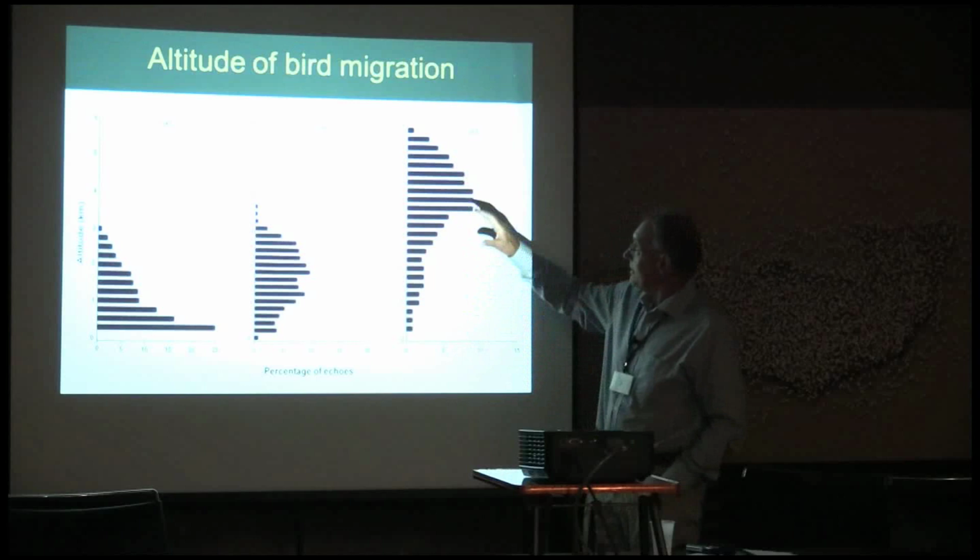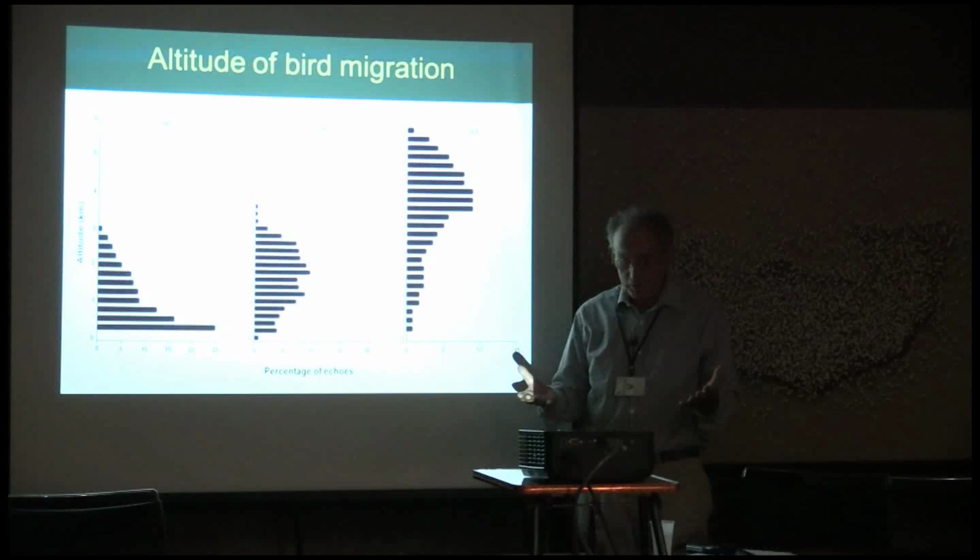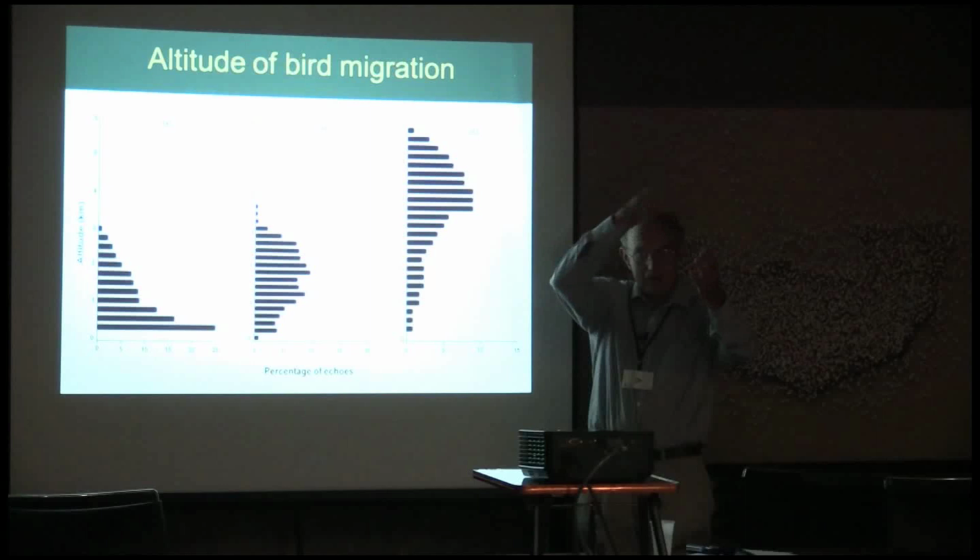But these are the really interesting ones, I think. This is a set of data from a radar set that was on a ship in the Caribbean Sea, measuring migration as it went over.